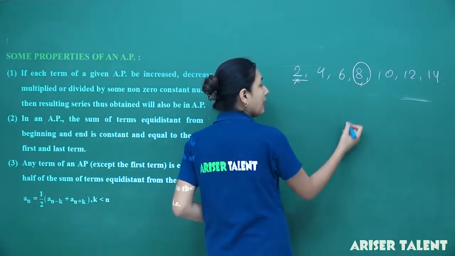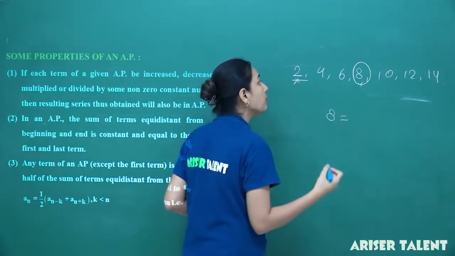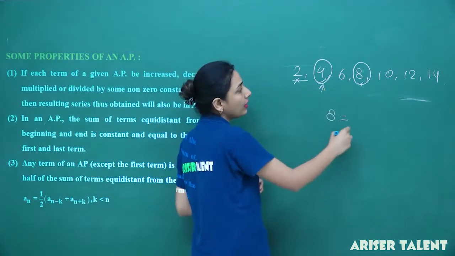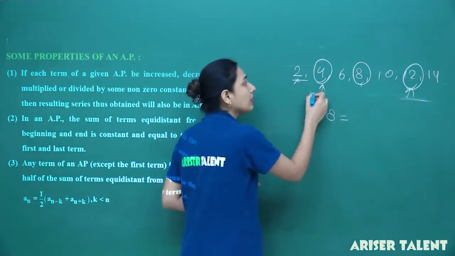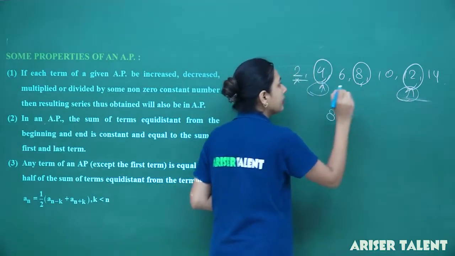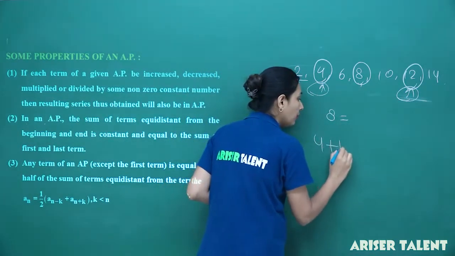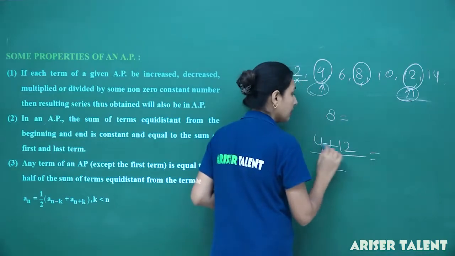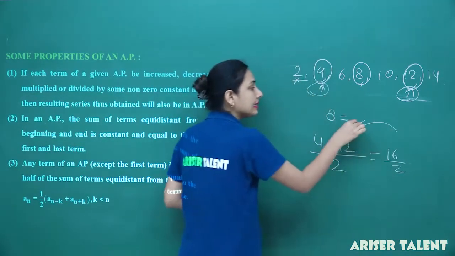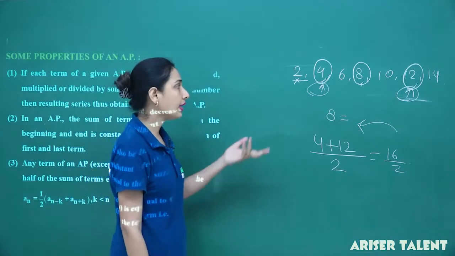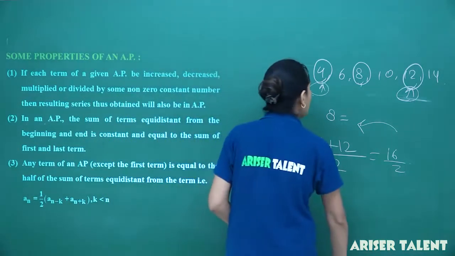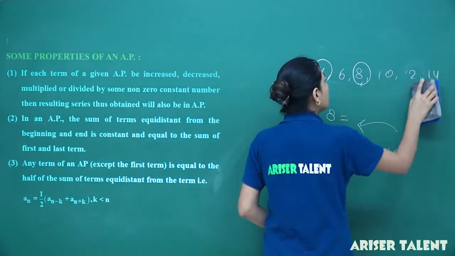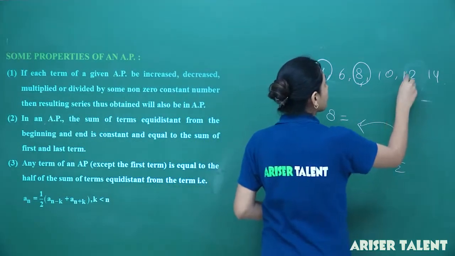So I am picking this term 8. So it should be what? I am picking the second term from the beginning, which is here, and from the end it's here. So it should be 4 plus 12 by 2. Now what will it make? 16 by 2, is it? So it's true. Okay, maybe it's true in this case, and if I take the next two, then it will not be like that.